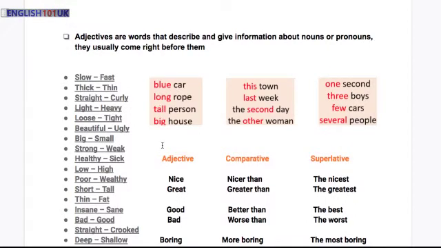The first one is blue. So blue is an adjective that describes the car. It tells us about the color of the car, so it comes before the noun. The same thing: long rope, tall person, big house, this town, last week, the second day, the other women, one, second, three boys, few cars, several people, etc.